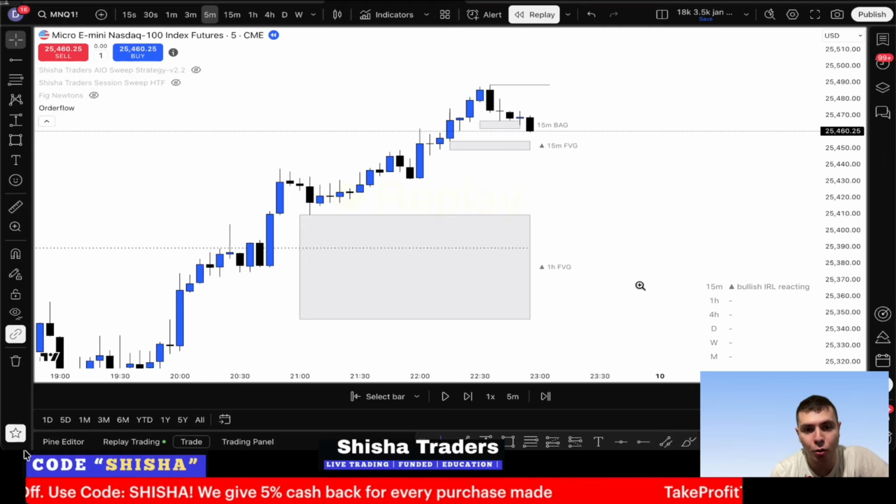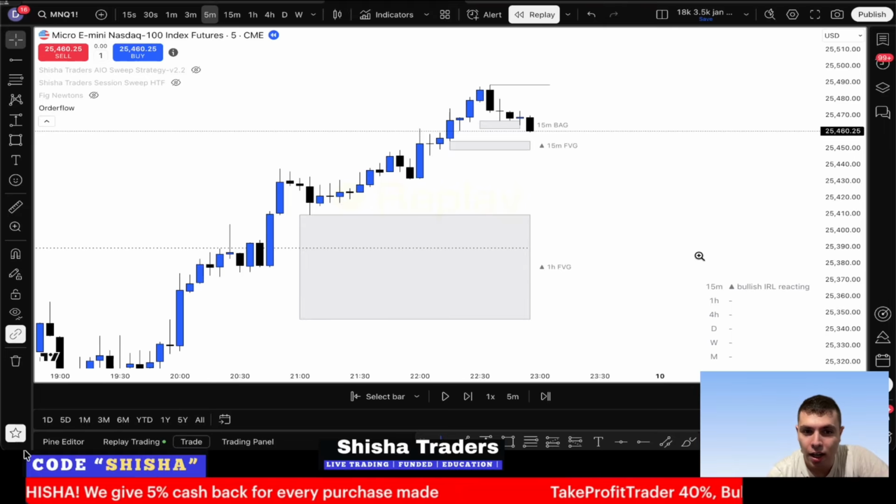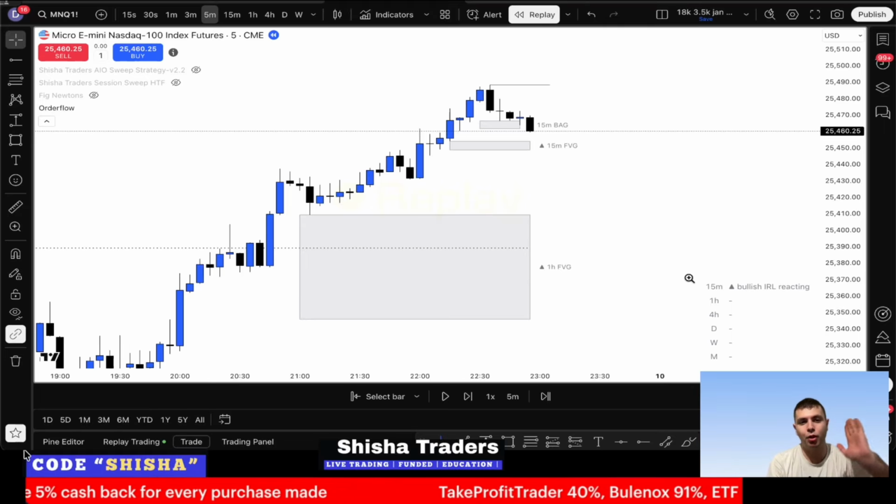The hourly is very bullish. Why? We got swing low. There we go. And we got swing high. And we got 1 FEG, 2 FEG. Beautiful.